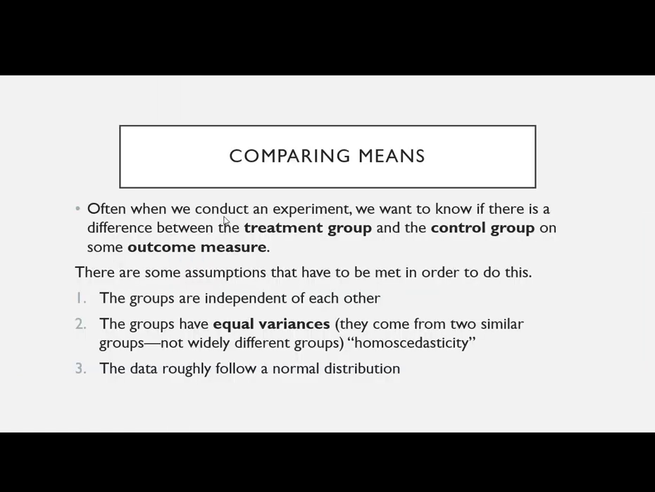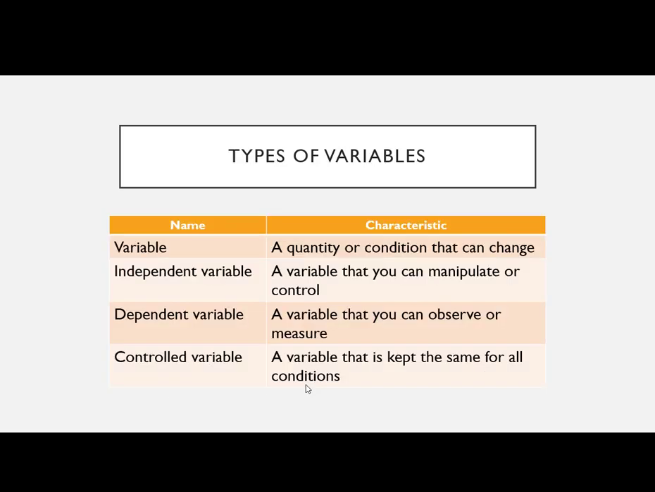All right, often when we conduct an experiment, we really want to know if there's a difference between the treatment group and the control group on some outcome measure. There are some assumptions that have to be met in order to do this. First, the groups have to be independent of each other. The groups also have to have equal variances, meaning they come from two similar groups, not widely different groups. This is called homoskedasticity. You don't see it in the book, but you may see it in published research. And then also that the data roughly follow a normal distribution.